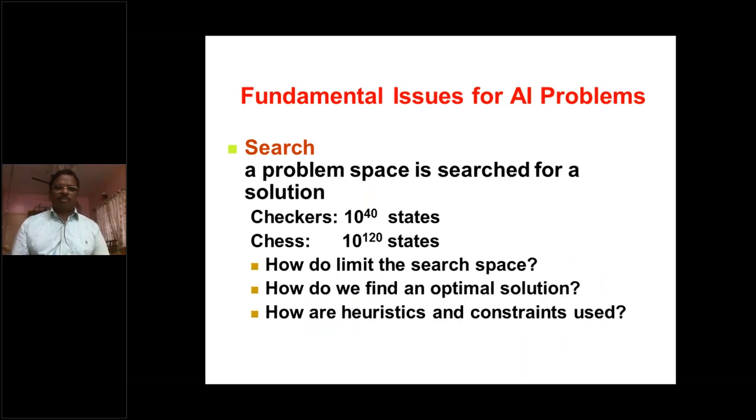How is a search problem's problem space, or search space, searched for a solution? In checkers, 10 power 40 states are available in a chess playing game. How do we limit the search space? It is by means of the program.